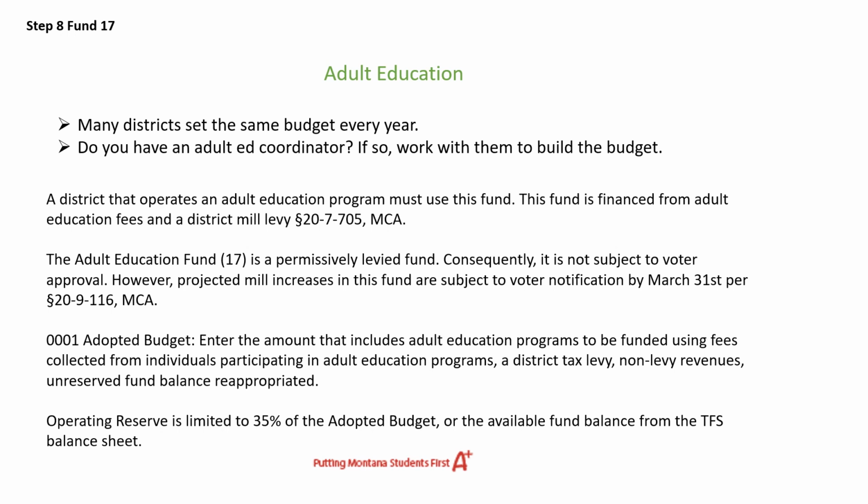We want to enter the amount that includes adult education programs to be funded using fees collected from individuals participating in adult education programs, a district tax levy and non-levy revenues, and also any unreserved fund balance reappropriated. These 4 things will make up your adopted budget, and operating reserve is limited to 35% of the adopted budget or the available fund balance from the TFS balance sheet.